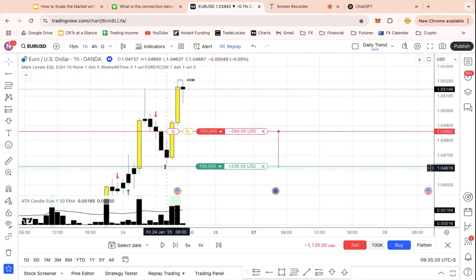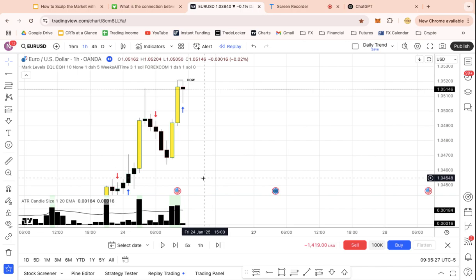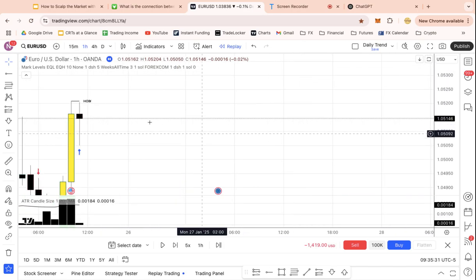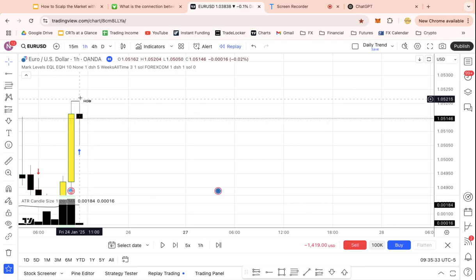Look at that. Once again, barely missed it. And then shot right back up. That is crazy. I'm going to go ahead and exit out of that, though. Okay, so this is not a money candle. It's close, but it didn't tap it.